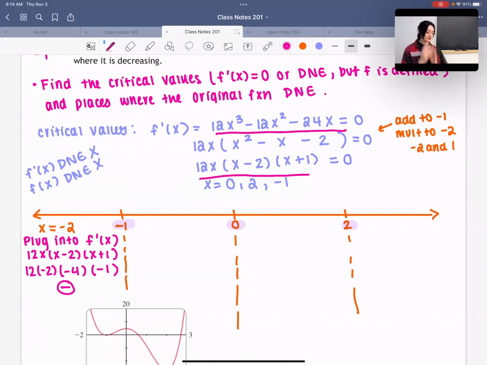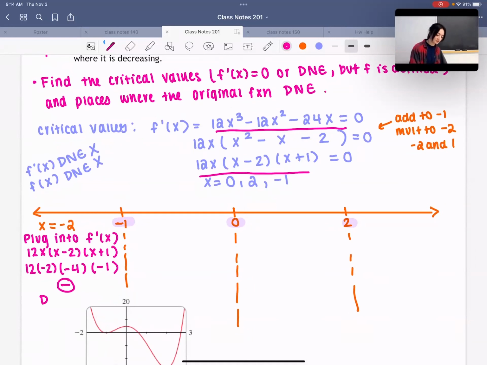Well, we know that, are we increasing or decreasing in the interval below -1? Decreasing, right? Negative derivative, decreasing.